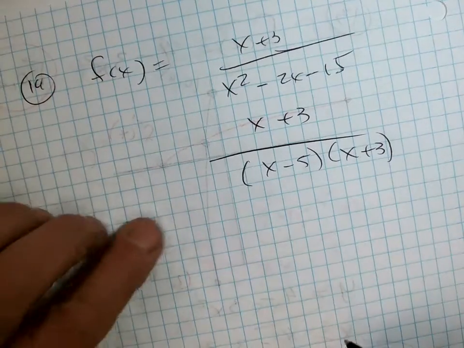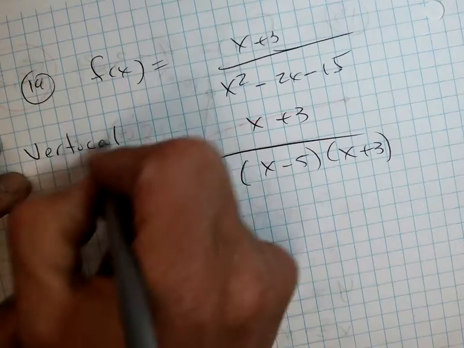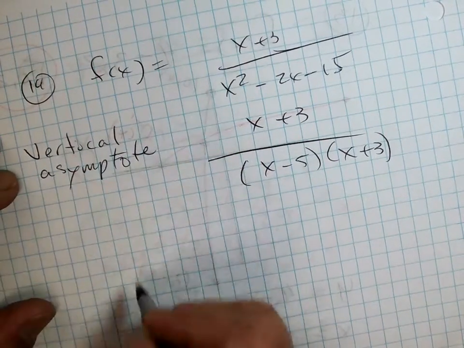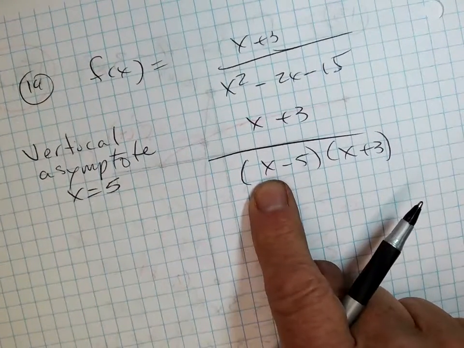So it tells me that I have a vertical asymptote at x equals 5. Right there. Because 5 minus 5 is 0. You can't divide by 0.